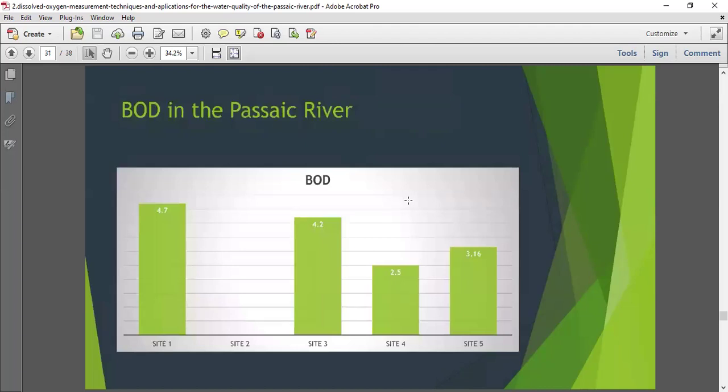EOD in the Pasig River. Some of them are collecting samples from the different sites. Site 1, site 2, site 3. Yes, site 2 has no microorganism. Site 3, site 4, site.